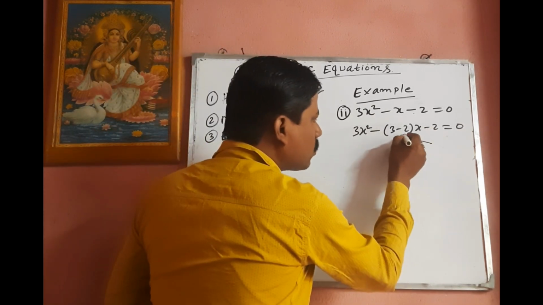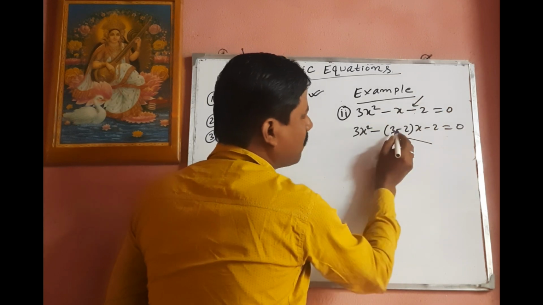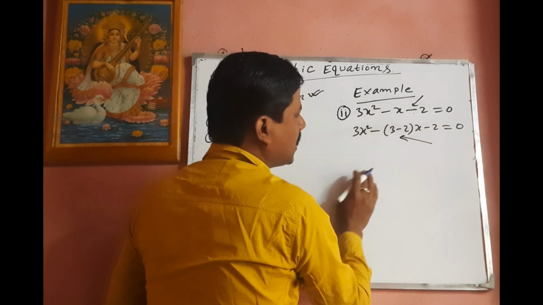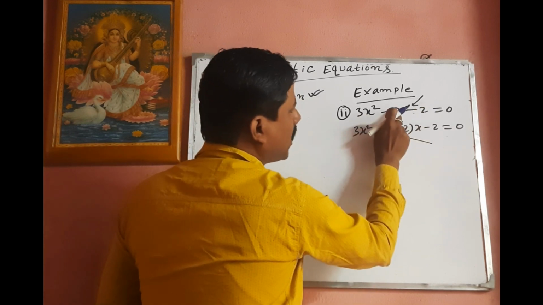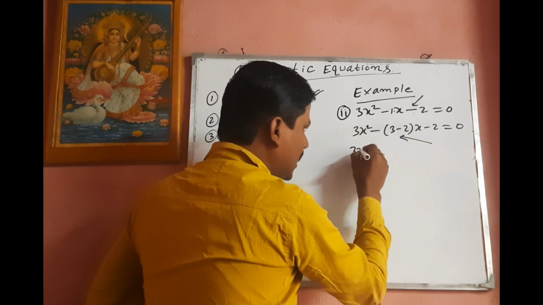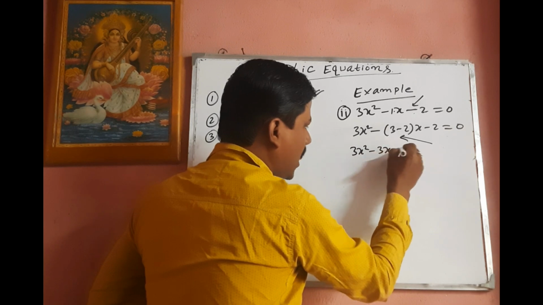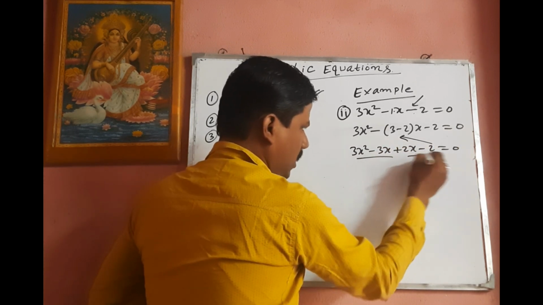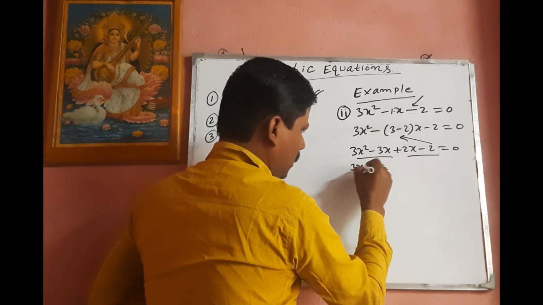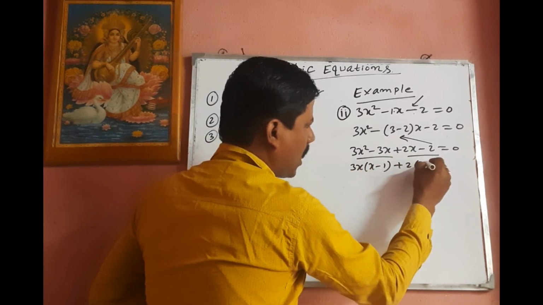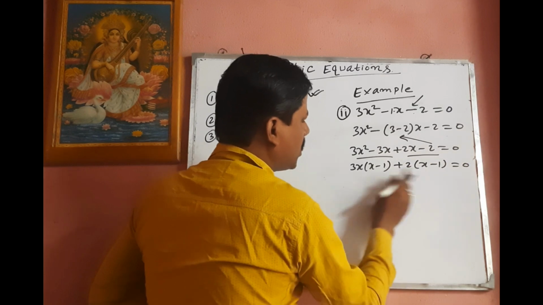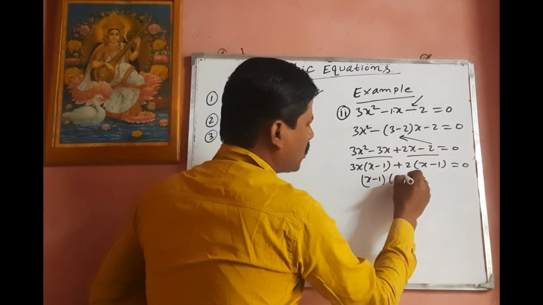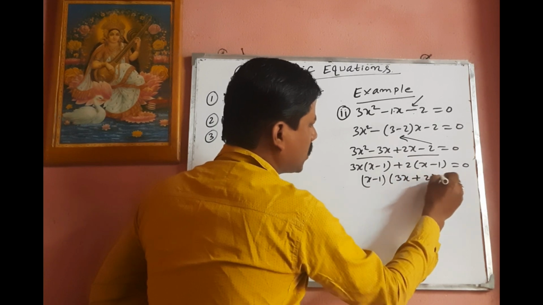And why do we use this? Because the minus sign is there. And 3 minus 2 is equal to 1. Then we proceed, we get 3x square minus 3x plus 2x minus 2 is equal to 0. If we take the common factor, then we get x minus 1, and proceeding, x minus 1 is in common, then we get 3x plus 2 is equal to 0.